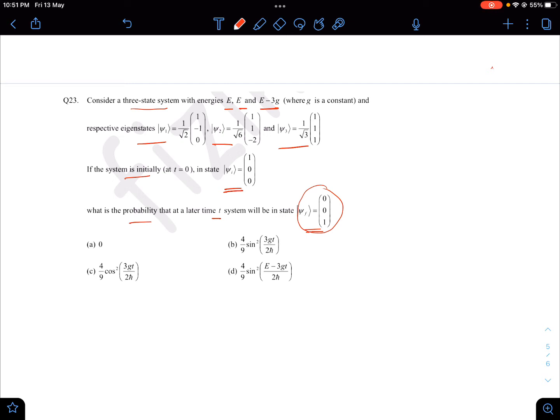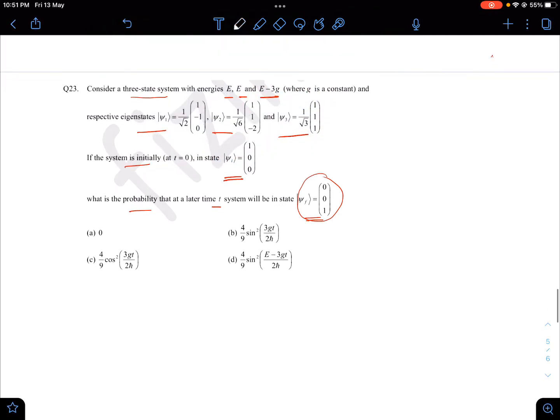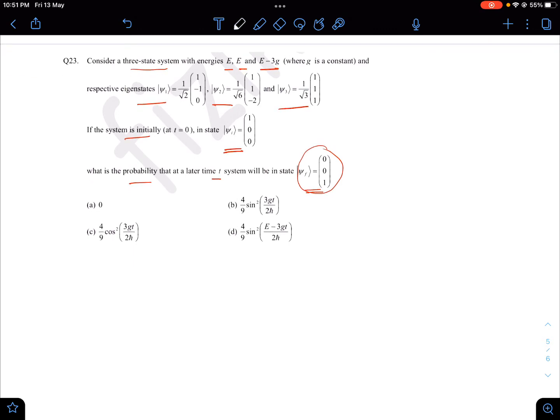So let us proceed. What will generally be the approach? This is our initial state, and we have to find its time evolution.